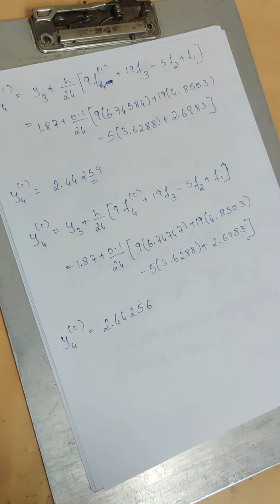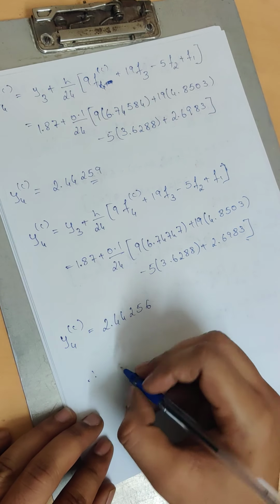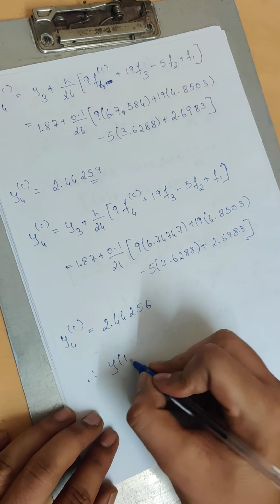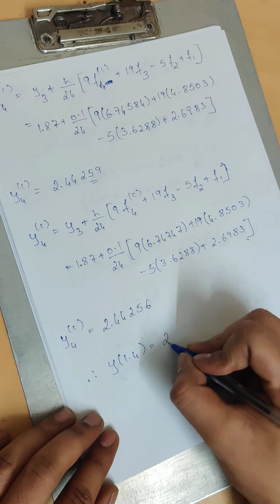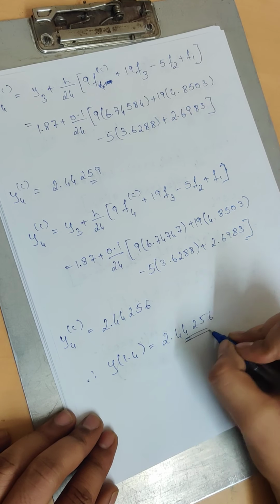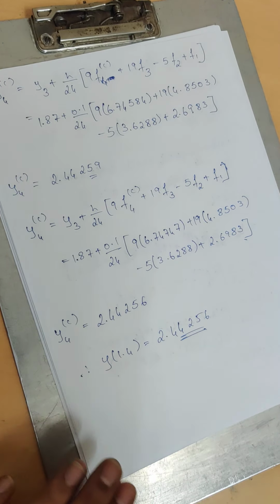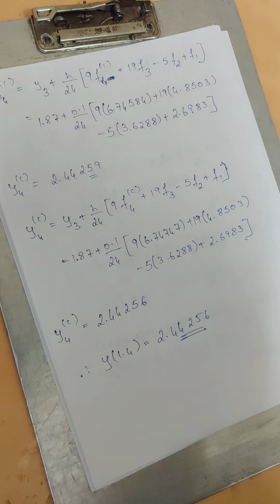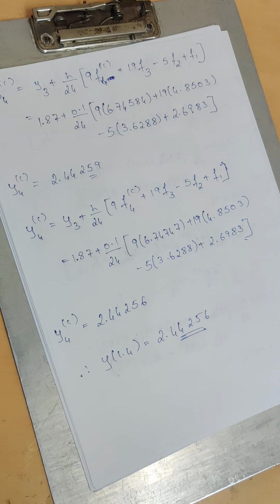So we'll stop here. Therefore y at 1.4 is equal to 2.44256. So this is the value of y at x is equal to 1.4. So we'll go to the next problem in our next video.